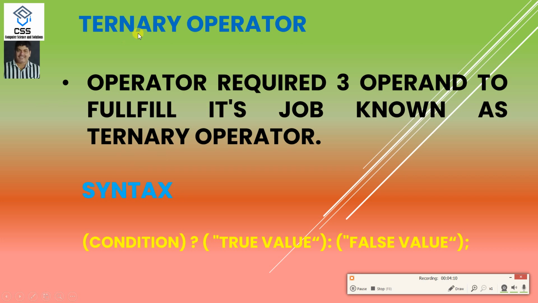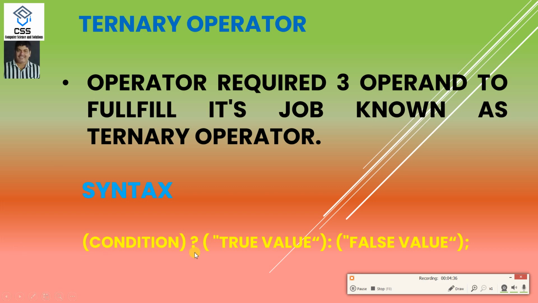now we come to ternary operator. The operator that requires three operands to fulfill its job is known as ternary operator. Ternary operator is otherwise known as the conditional operator, because any decision making can be done with the help of the ternary operator. In a later part we have to use the different decision making statements in the next chapter, like if else, nested if, switch. That will come later on.